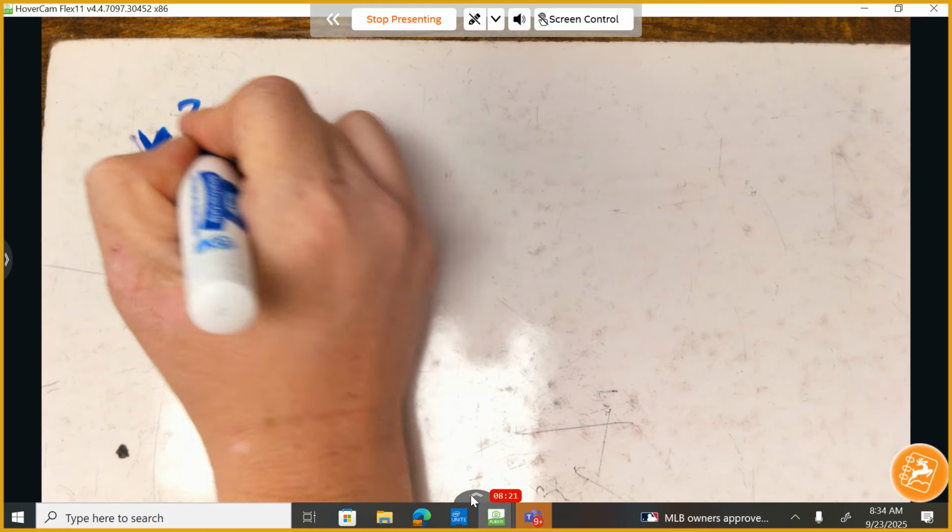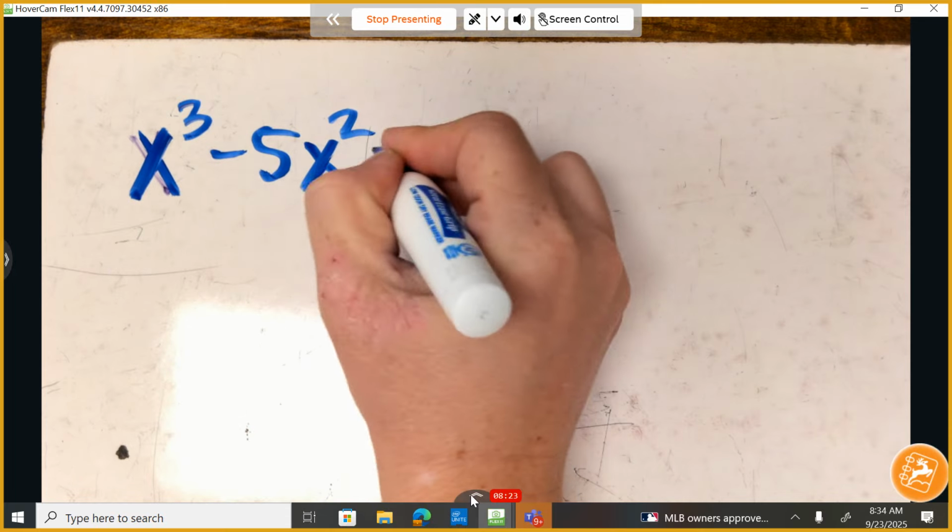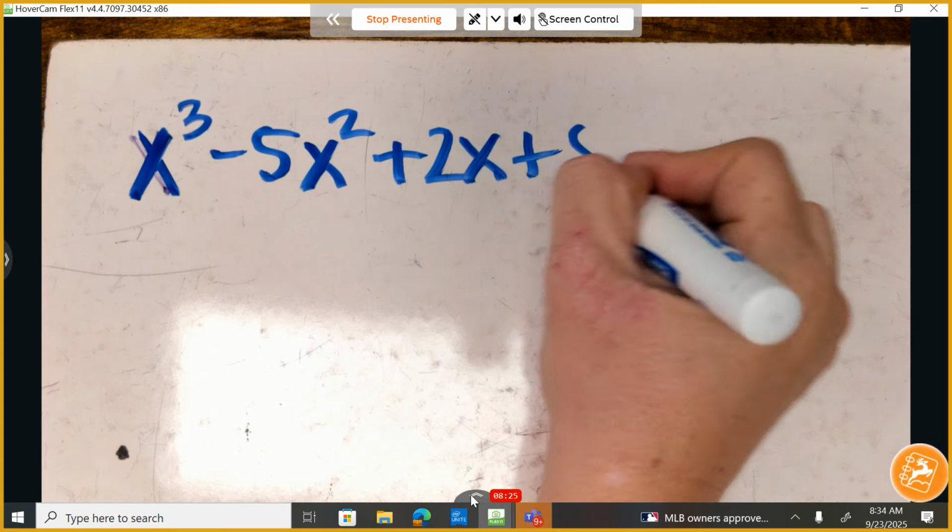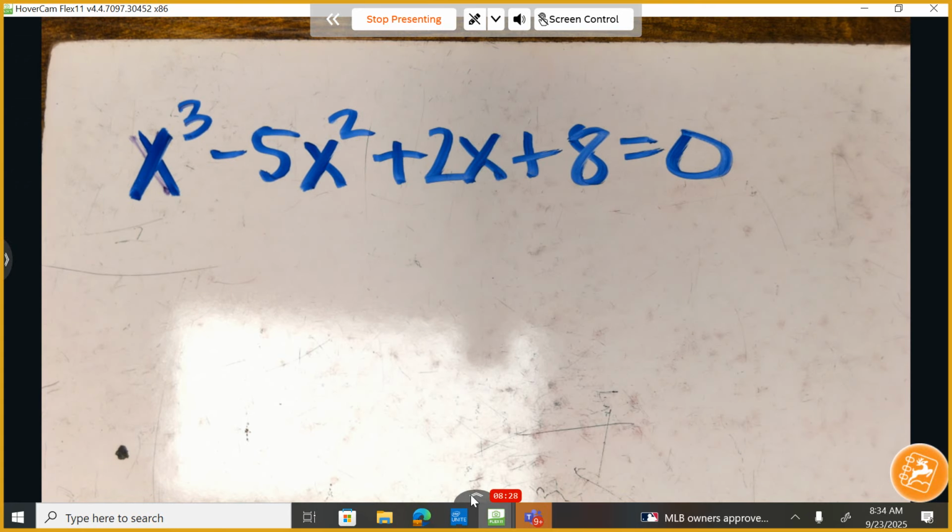X cubed minus 5x squared plus 2x plus 8 equals 0. So I'm provided with this polynomial equation. I want to use synthetic division. There is no calculator involved in this. So how do we use synthetic division to solve this?